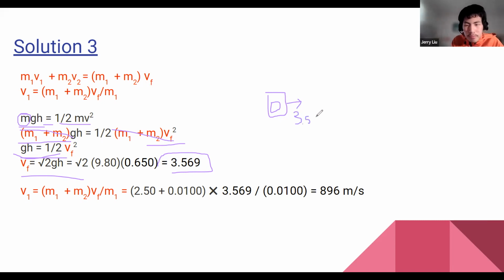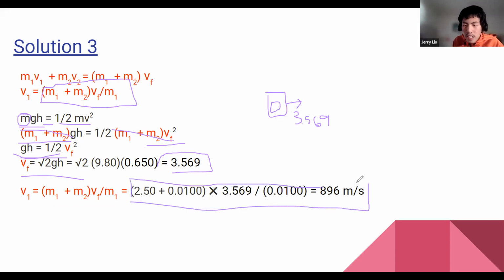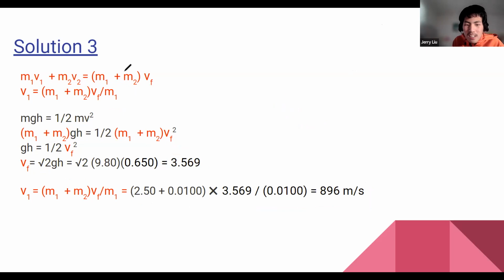Now we have every single term we need in this equation. So just substitute in the values, and you get that the bullet was traveling at a velocity of 896 meters per second before it hit the block. Okay.